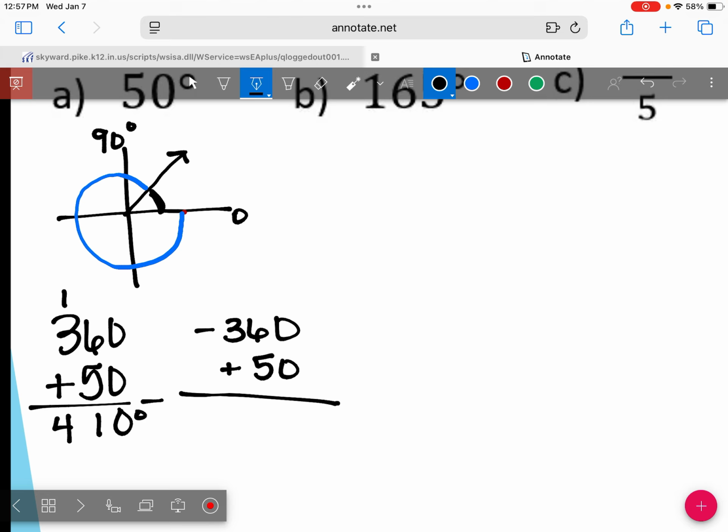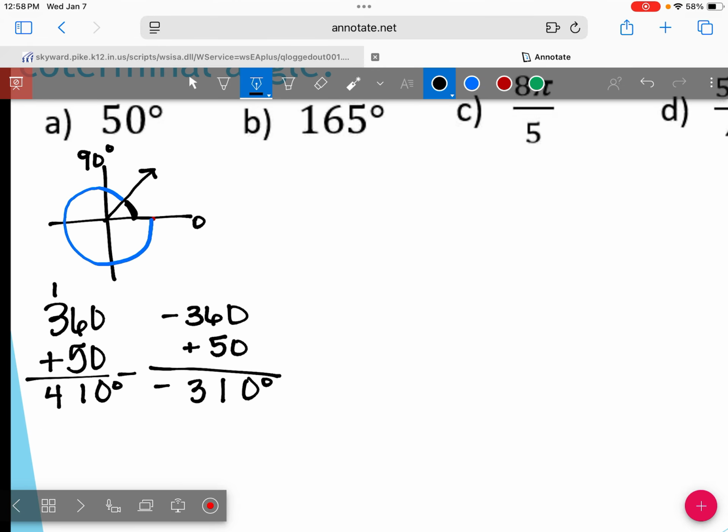0 minus 0 is 0. 6 minus 5 is 1. And then bring down the 3. But you have to remember that my answer is negative, right? Because I have a negative number being added to a positive number, but that negative number is bigger.